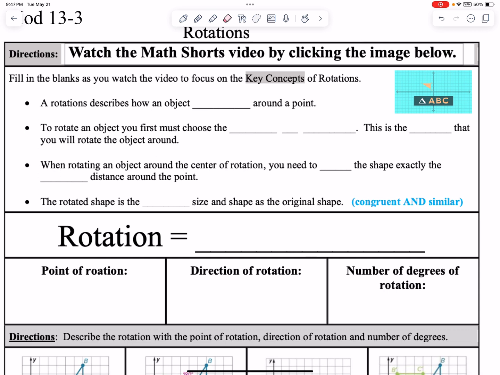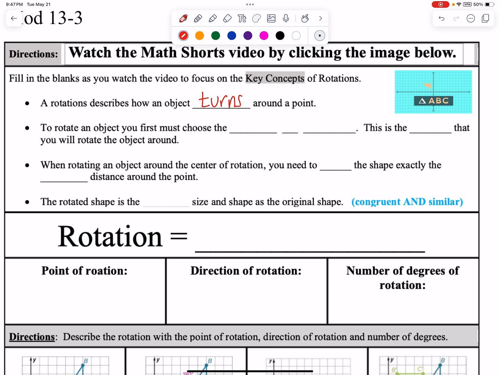All right, we're going to fill out the math shorts blanks here. It says a rotation describes how an object blanks around a point. Probably rotates around a point would make the most sense. For this one, though, instead of rotates, we'll use the word turns, like the video will use. To rotate an object, you first must choose the blank. This is the blank that will rotate the object around. So let's watch the video to get that one.